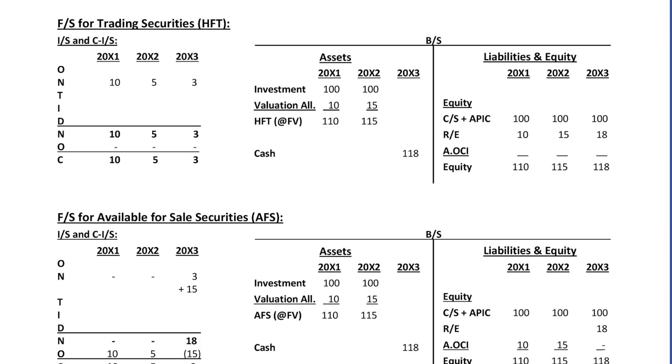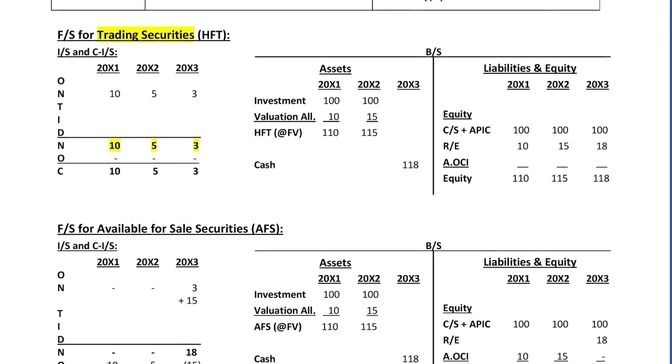Below the table we have the financial statements for trading securities, where in year 1 we had $10 getting into the net income. In year 2 we had $5. Year 3, $3. So once again, for trading securities, all gains or losses, whether realized or unrealized, go into the income statement. And now let's compare this with the accounting for available for sale debt securities.